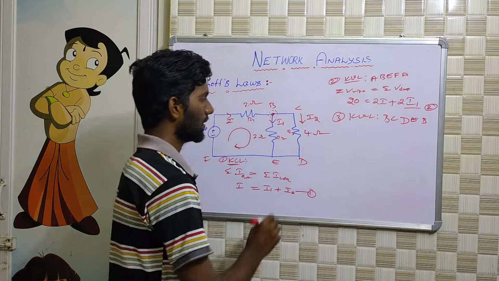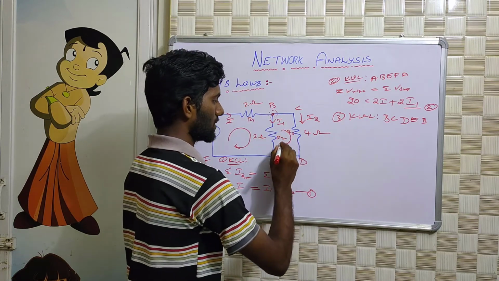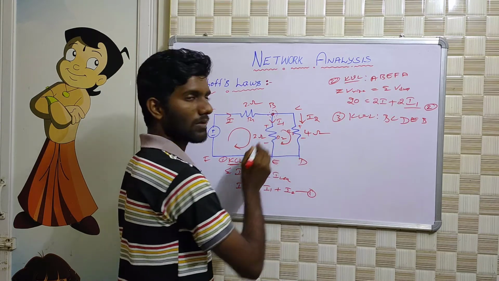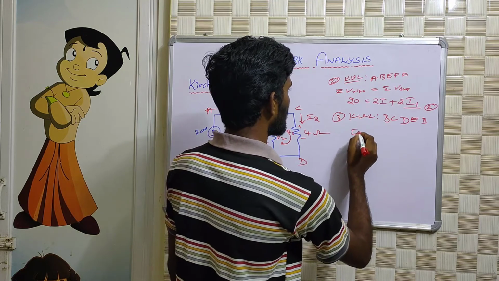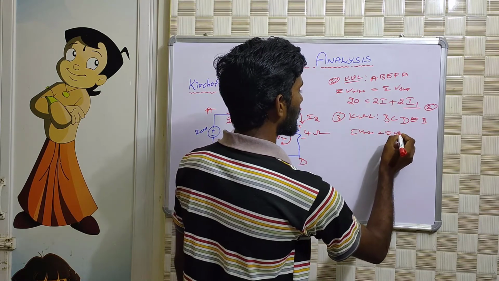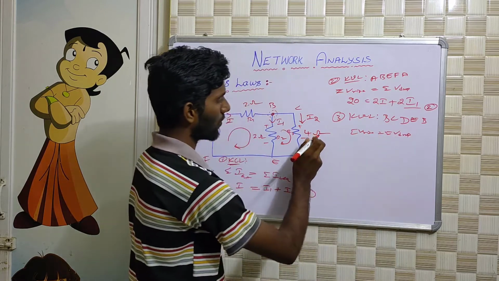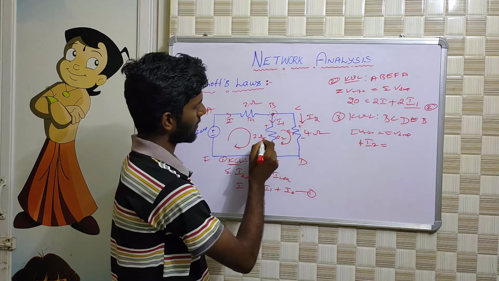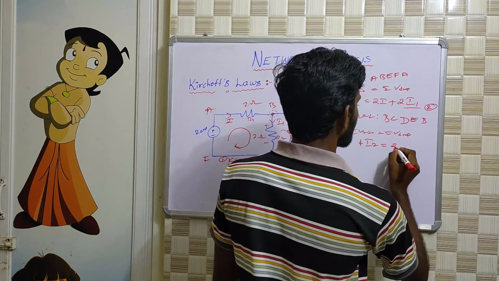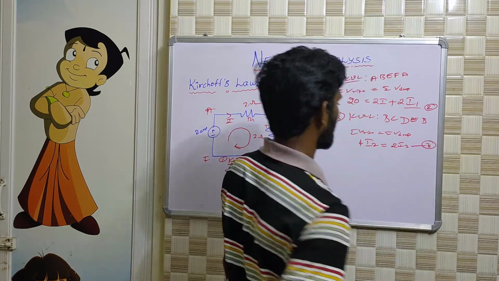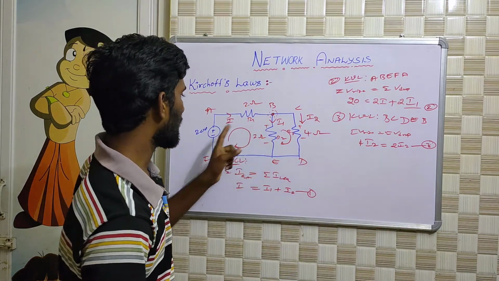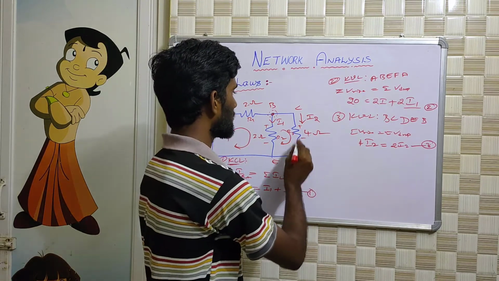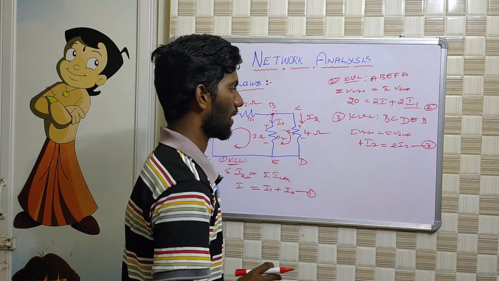So apply KVL across this. So this is a rising voltage, and this is a dropping voltage. So V rise is equal to V drop, 4 into I2 is equal to 2 into I1. So this is equation number 3. So we applied KCL, applied KVL at the first loop, applied KVL at the second loop. So 4I2 is equal to 2 into I1.